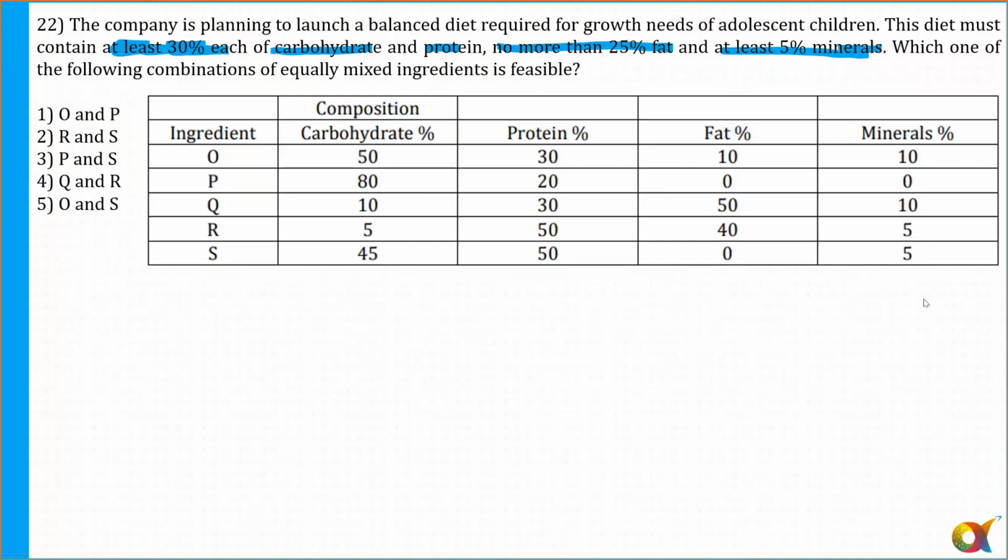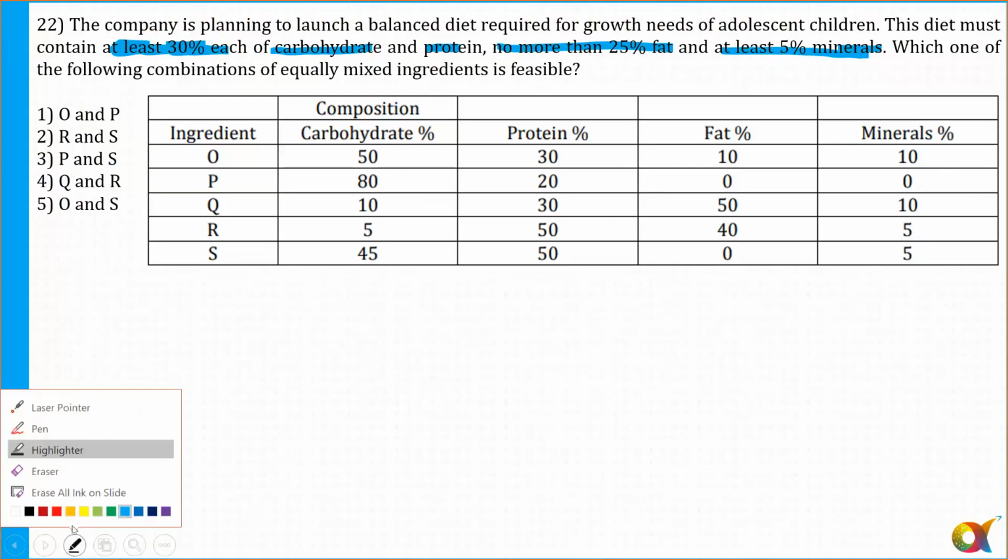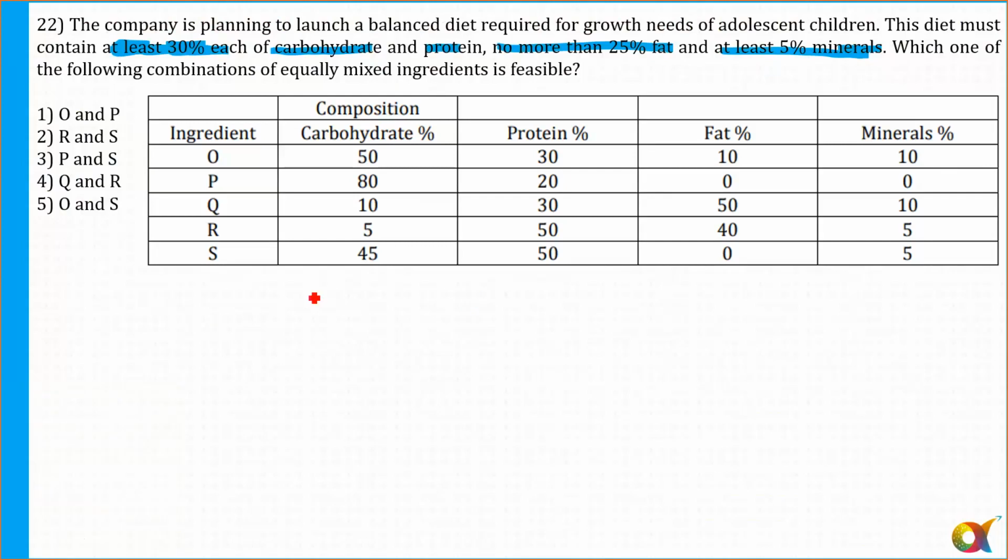Isn't it? Weighted average. This question at least is easy, not here. Too much of information. So let me check. We can also neglect a few of these. Now remember one thing: I need minerals to be at least 5%, and fat is no more than 25%. Carbohydrate and protein, both of them are a minimum of 30% here. So O and P.